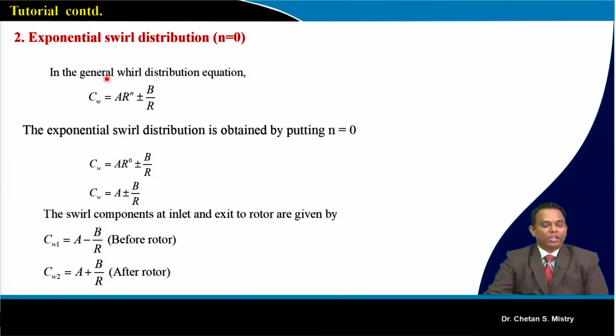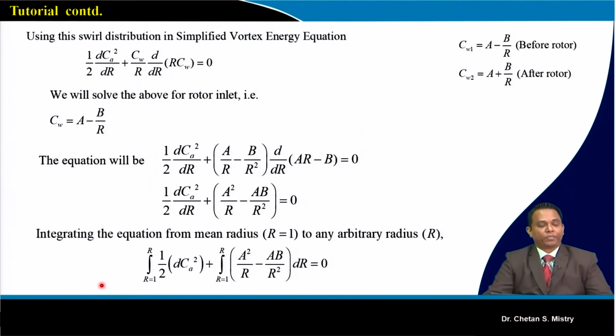So in the equation, if I write n equal to 0, my Cw1 is given by A minus B by R, and my Cw2 is given by A plus B by R. So at the entry we are considering A minus B by R, and at the exit of my rotor it is A plus B by R. These are the two whirl components that we have come up with.